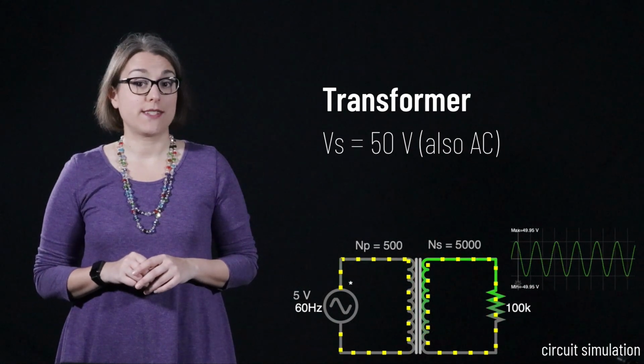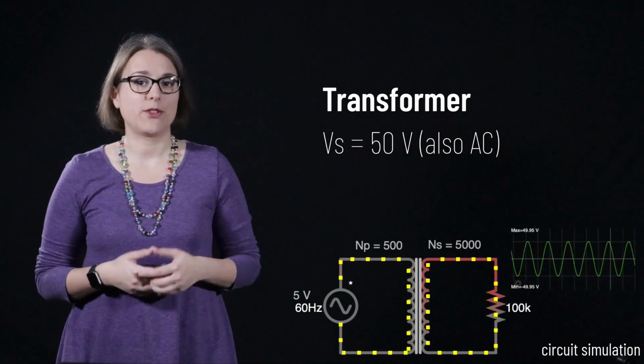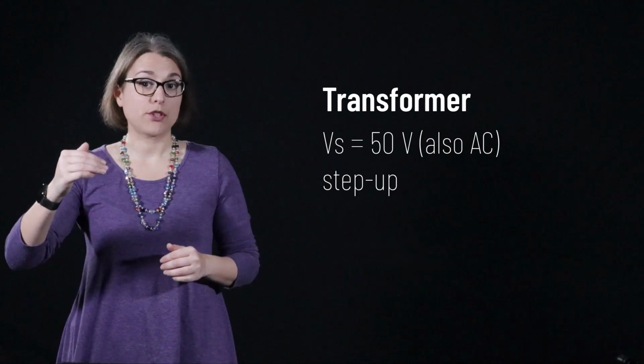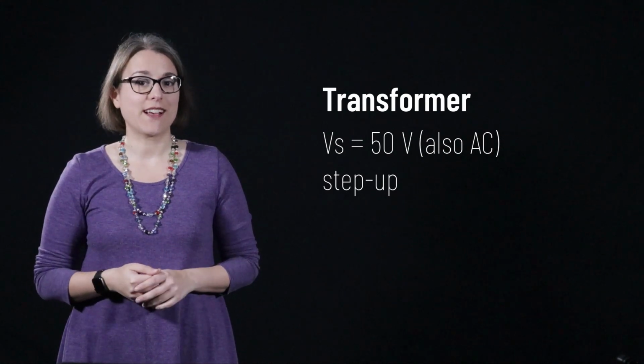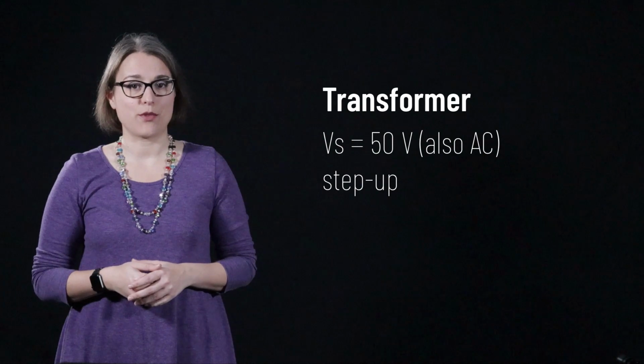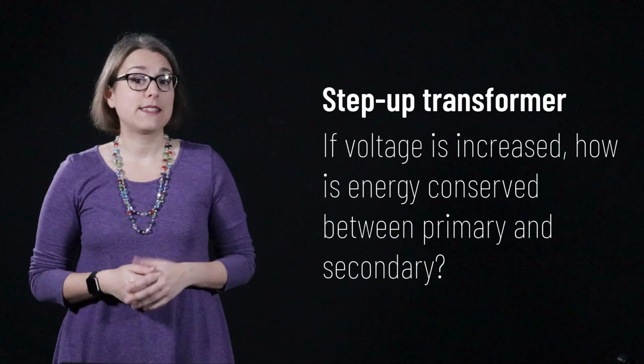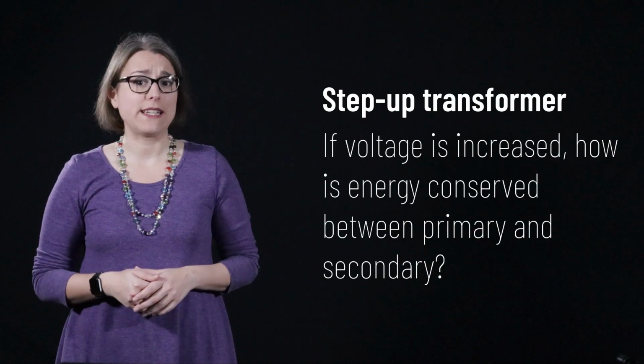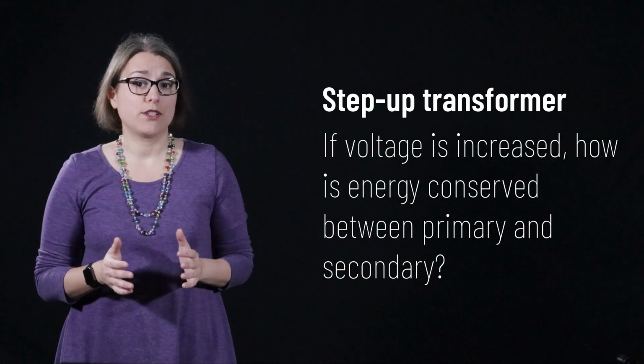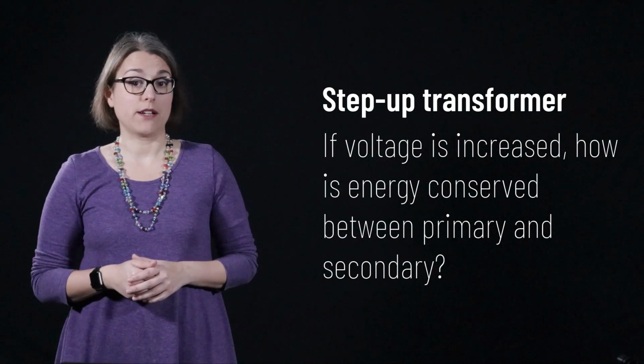The voltage induced on the secondary in this case will be 50 volts. This is a step-up transformer because the voltage on the secondary is greater than the voltage on the primary. A step-up transformer sounds pretty neat. We're getting more voltage in the secondary than we had in the primary.